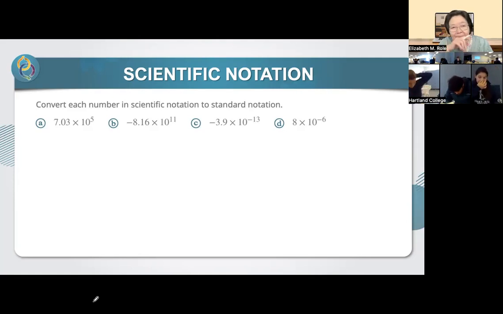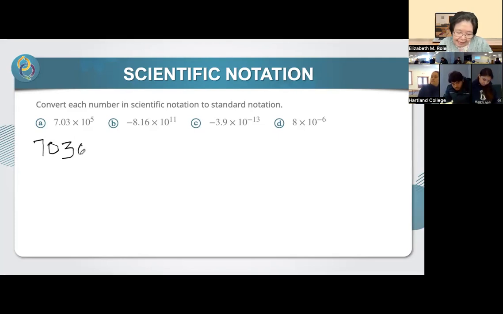Okay. All right, so for letter A, how many zeros will we add? 3. So it will become 703, but then that's 10 to the 5th. So you're moving your decimal place to the right and adding 3 more zeros. So 703,000.